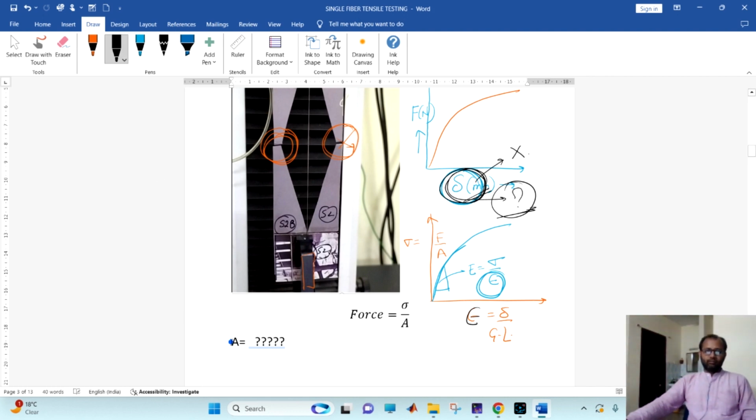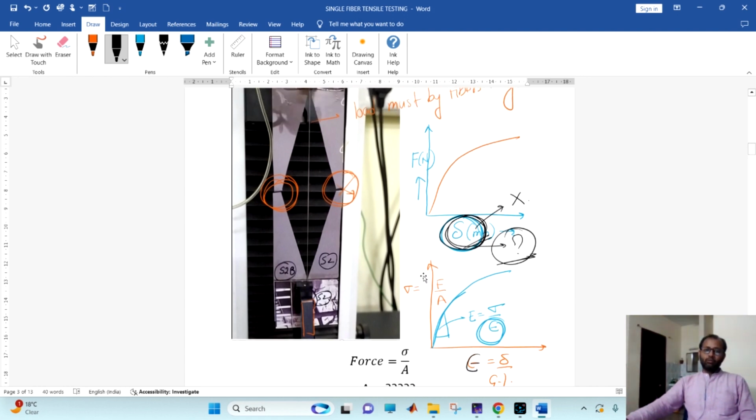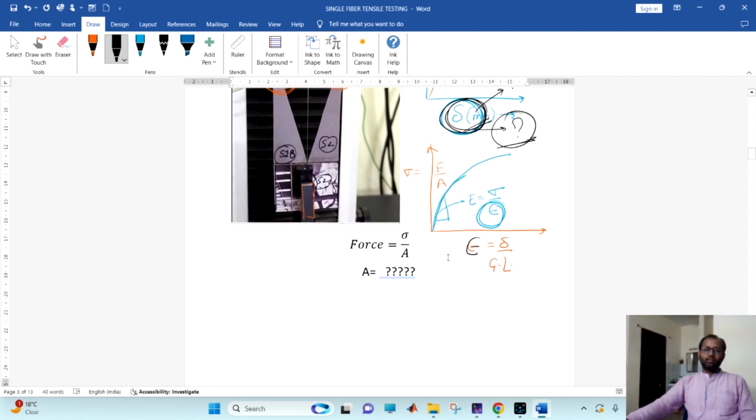Before going there, there is another question. We have not talked about the area. How do we find out this area? I have just told you we have to find out the stress here. This is the stress, that is force by area. So, what is this area?